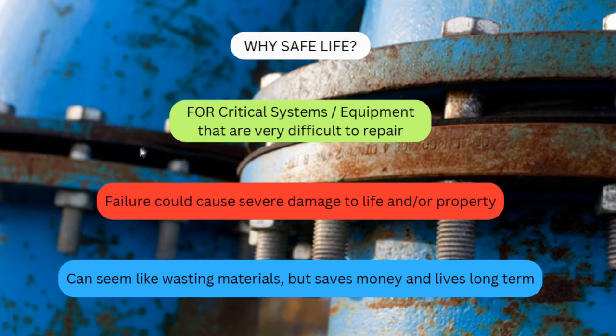So these systems are usually systems in which when failure occurs, it could cause severe damage to life and/or property. Initially, it can seem like we're wasting materials by retiring equipment that still can be used but has finished its safe life. But in the long term, it can actually save a lot of money and lives, because all it takes is one system to go wrong in a drastic way to cause a really, really severe accident, as you'll see at the end of the presentation.